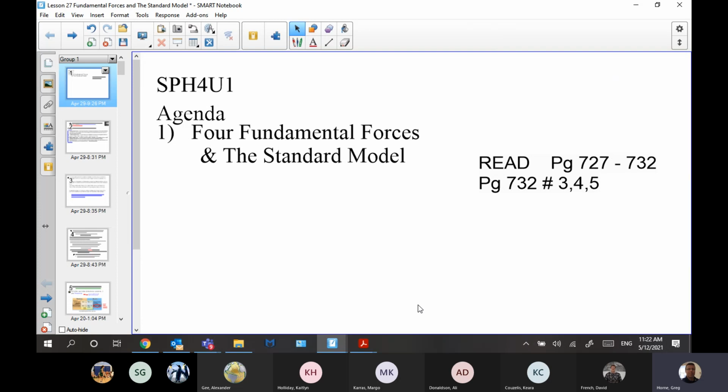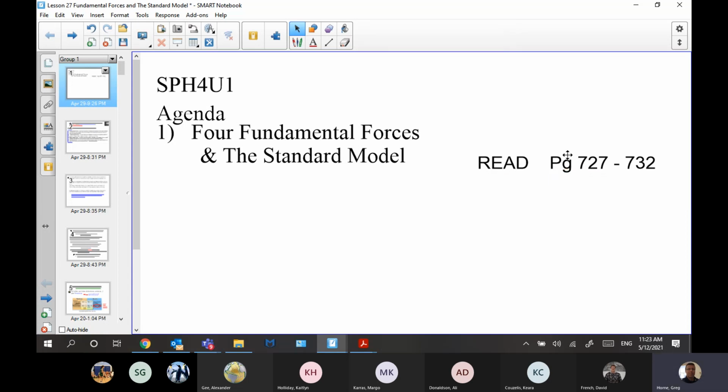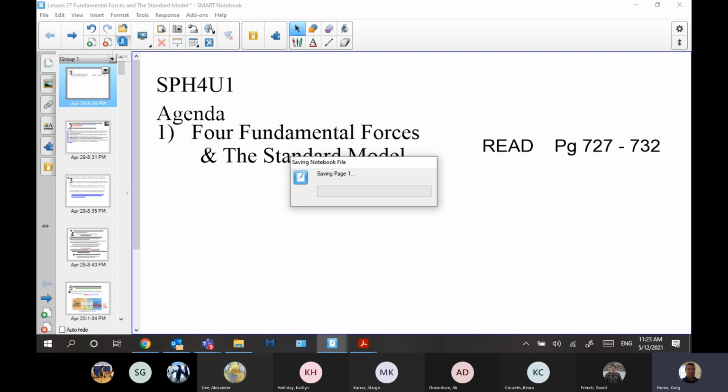I put on there just to read, and I put page numbers, but you know what? Let me just take a look and see if I still want to suggest those. They're probably fairly straightforward. I just want to remind myself what level of complexity they were talking about here. I don't think that would add much to your life, to be honest. So, you know, if you're having trouble sleeping on a Wednesday night or something at some point, you can read through pages 727 to 732, but certainly not something that I'm going to be testing.